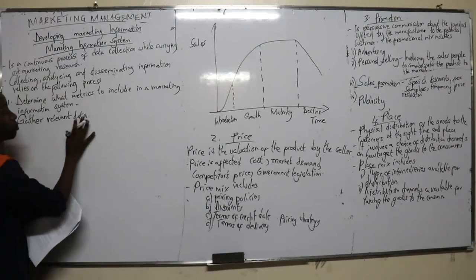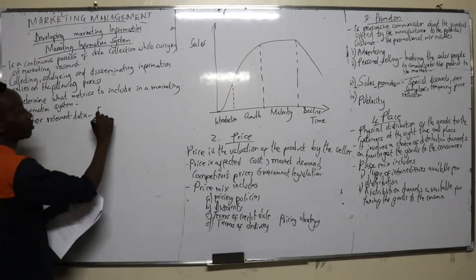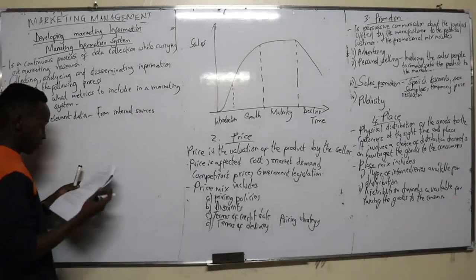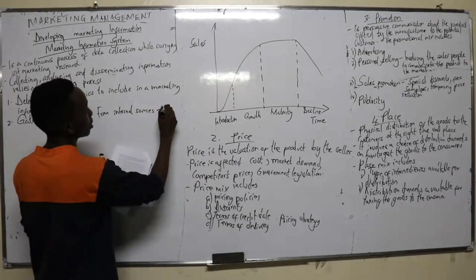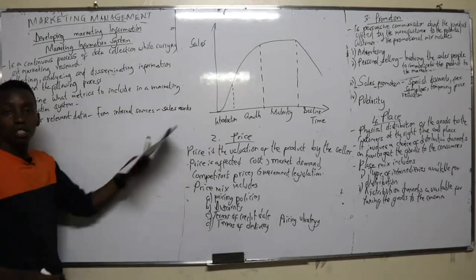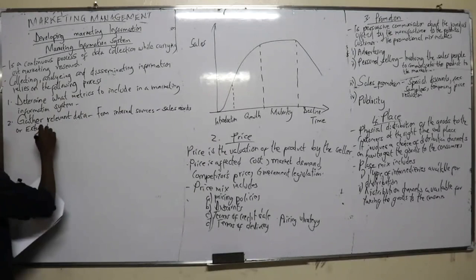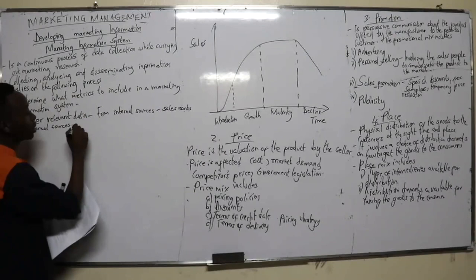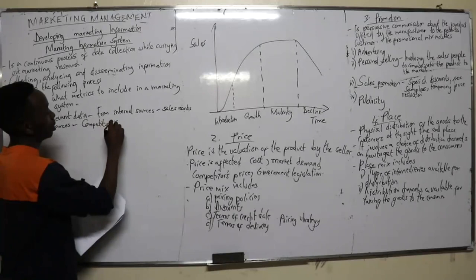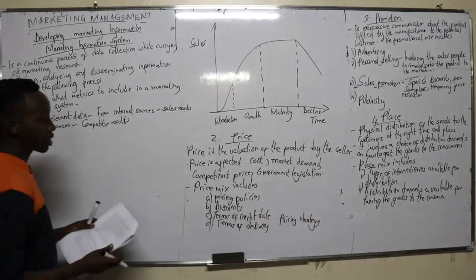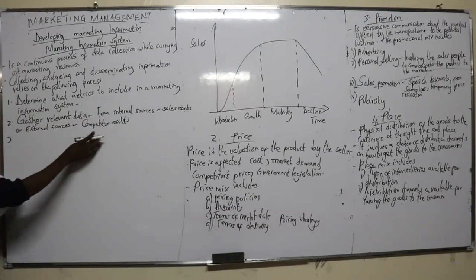So this gathering of relevant data may be from both internal sources. Now this is from internal sources. This may be the database that we have on our customers, such as sales records and such, just to see what is that product that is selling more than the other. Also, it can be from external sources. Now this one is from the competitor results, or just an evaluation of where the company is, competitors' results, so as to see where your position is at in terms of the market that you're serving.